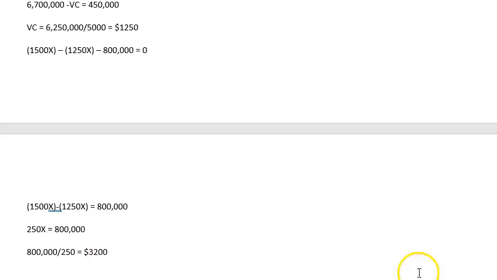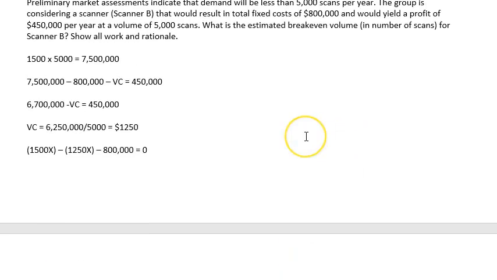So with that, let's see what we're looking for here. I'm sorry, not dollars. Whoops, misspoke there. Number of scans. So we know that it takes 3,200 scans for our revenue, that profit equation, to equal 0. So that is the break even. You got to have 3,200 scans a year. After that, you're starting to make money. So that is the correct answer for number 2.